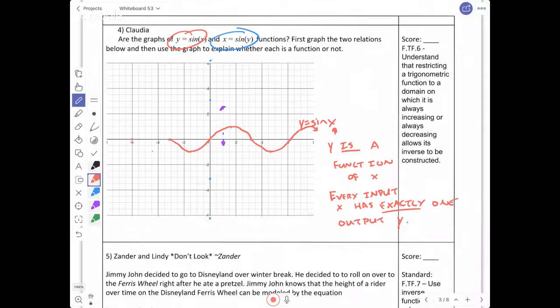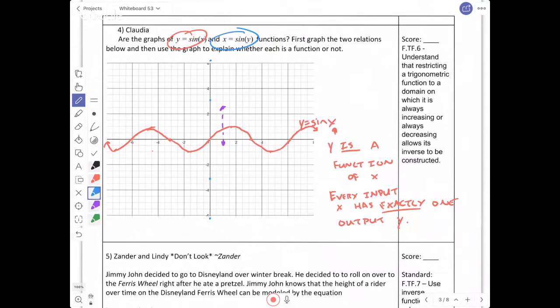And here we are, positive. There we go. Better. And again, still a function. Y is a function of x.